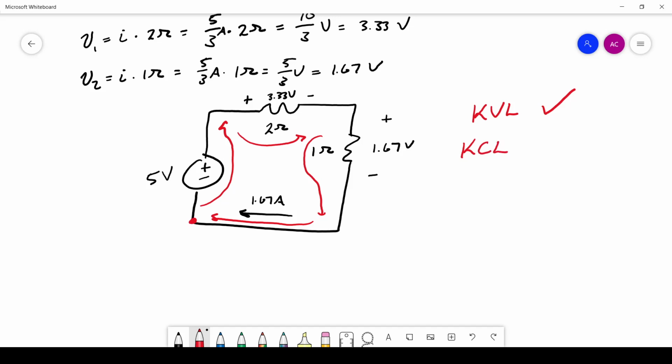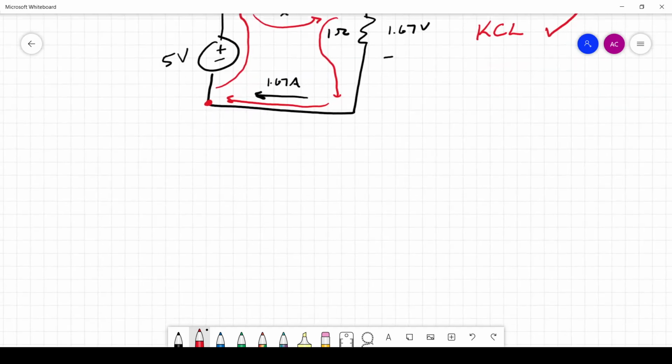KCL, there's no branching nodes in here. There's only a single current, so KCL is already satisfied. We don't have to really do any checks on that, not for this one. Okay, so now we can say this circuit is solved. KVL is satisfied, KCL is satisfied, and we have the current and voltage across every component here. Okay, so that's number 1.